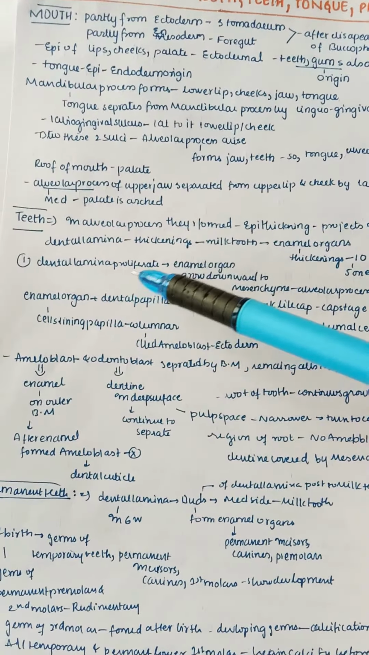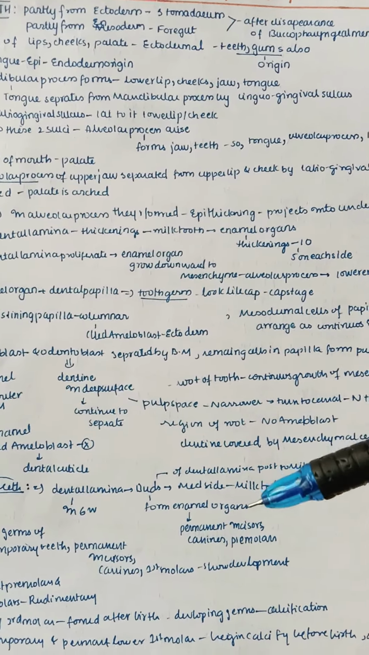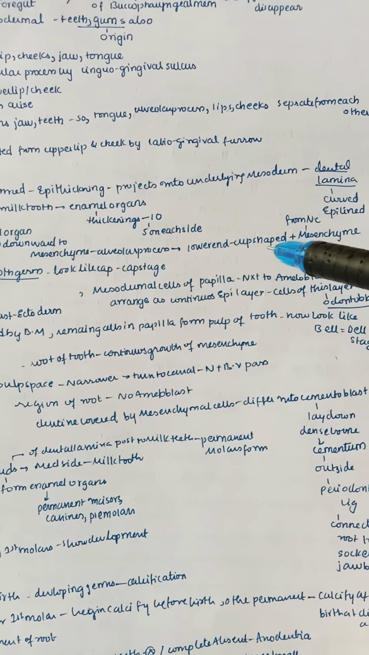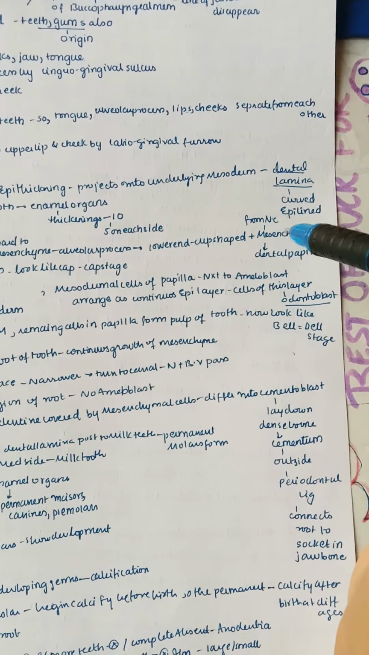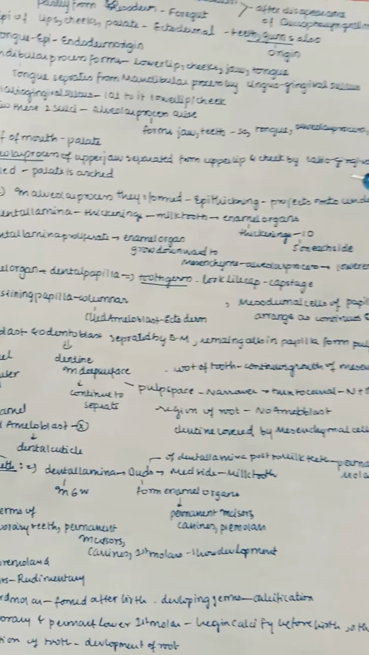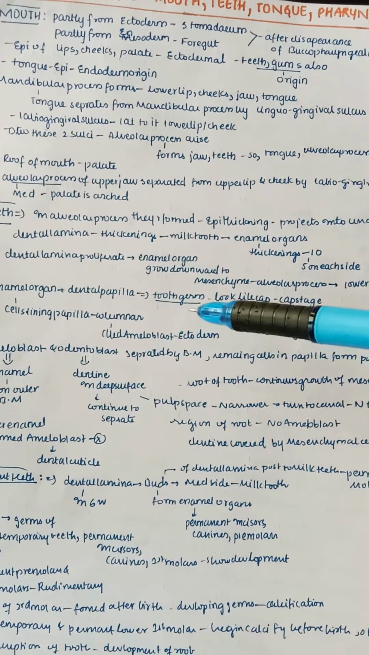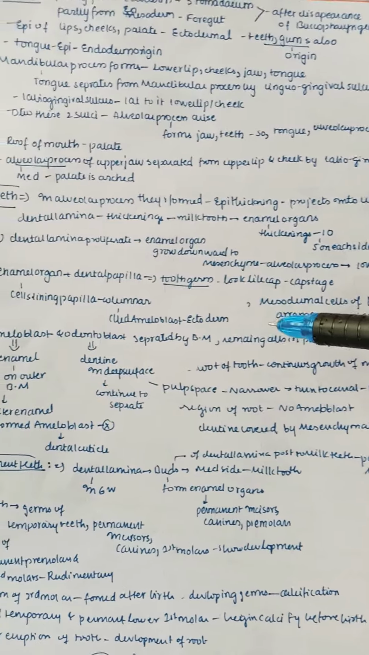The dental lamina proliferates, and next the enamel organ grows downward into the mesenchyme and the alveolar process, and the lower end becomes cup shaped along with the mesenchyme. The mesenchyme from neural crest cells forms the dental papilla, and the enamel organ along with the dental papilla together form a tooth germ. The tooth germ looks like a cap, and this is known as the cap stage.